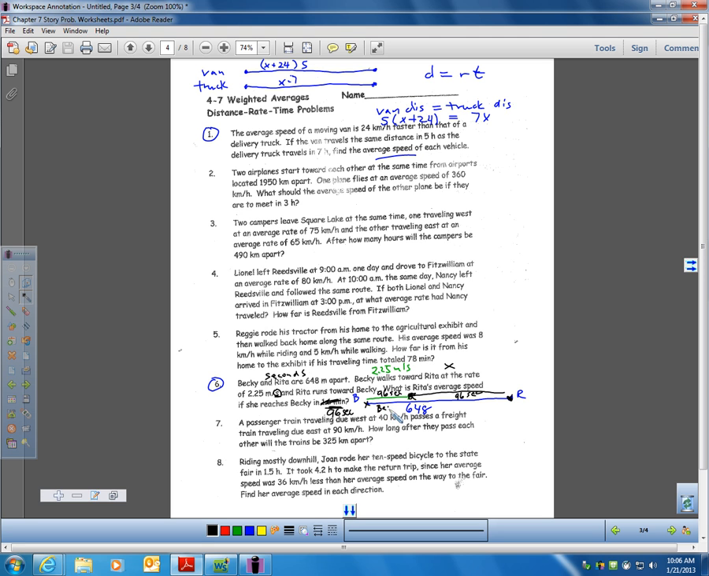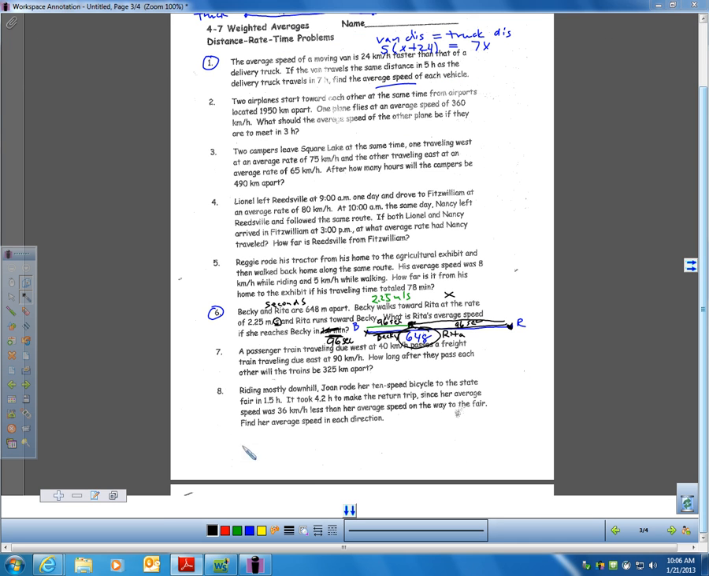Becky's distance here, the distance Becky walked, plus the distance Rita ran, if I take Becky's distance plus Rita's distance, they have to equal 648. So let me write that down. Becky's distance plus Rita's distance has to equal 648.